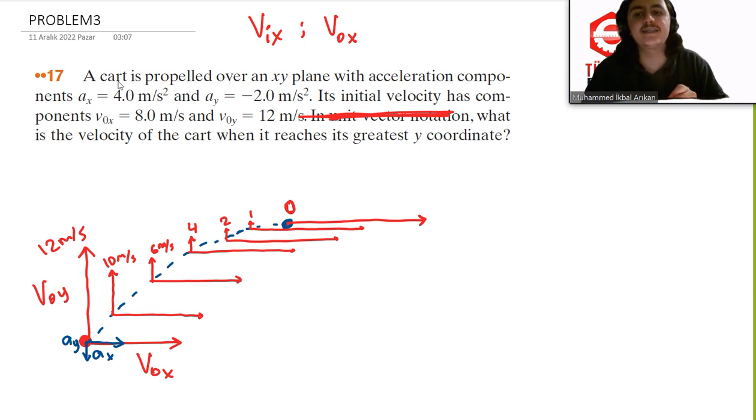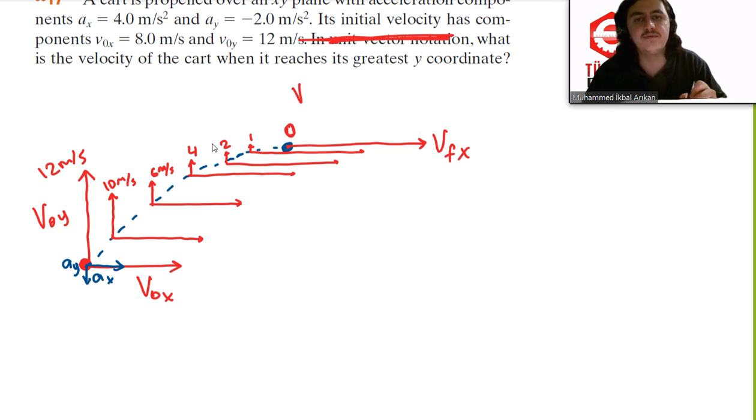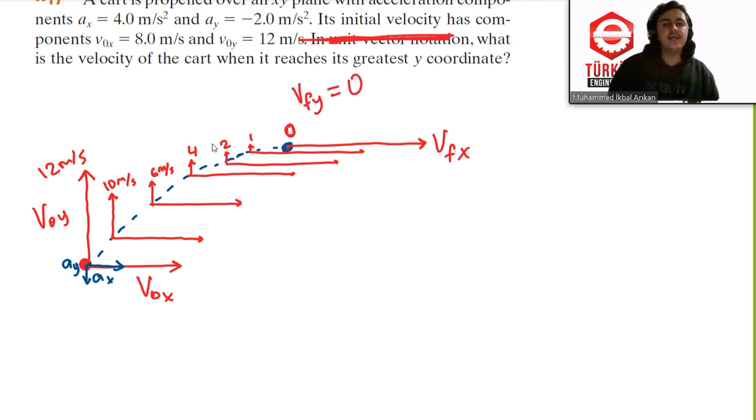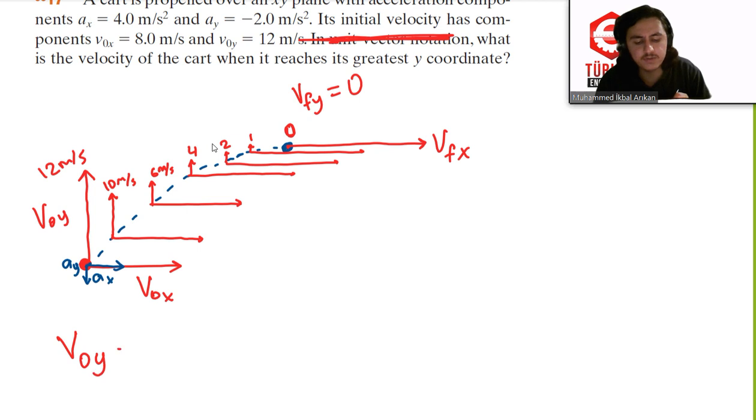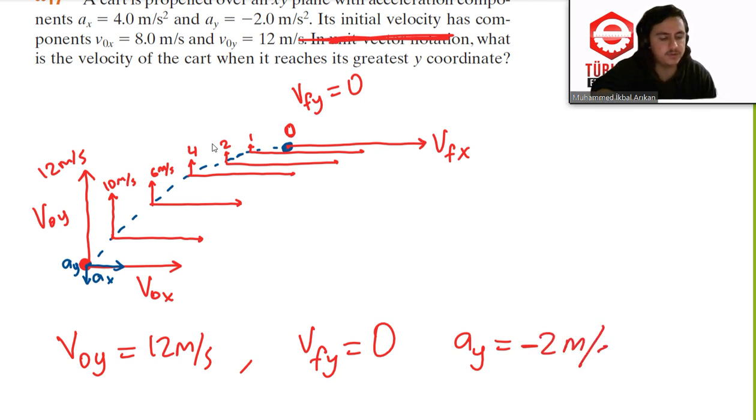So it's asking what is the velocity of the car when it reaches the greatest y coordinate. So I must know the time from reaching here to there. So I will put here the final values, okay? This is v final x, and here I have v final y, which is equal to 0. So I can calculate the time by knowing the final and initial velocities. Our initial velocity in y is 12 meters per second. Our final velocity in y is 0. And our acceleration in y will be equal to what? Minus 2 meters per second squared. Just put, yes, meters per second squared. And how can I know the time for reaching that point?